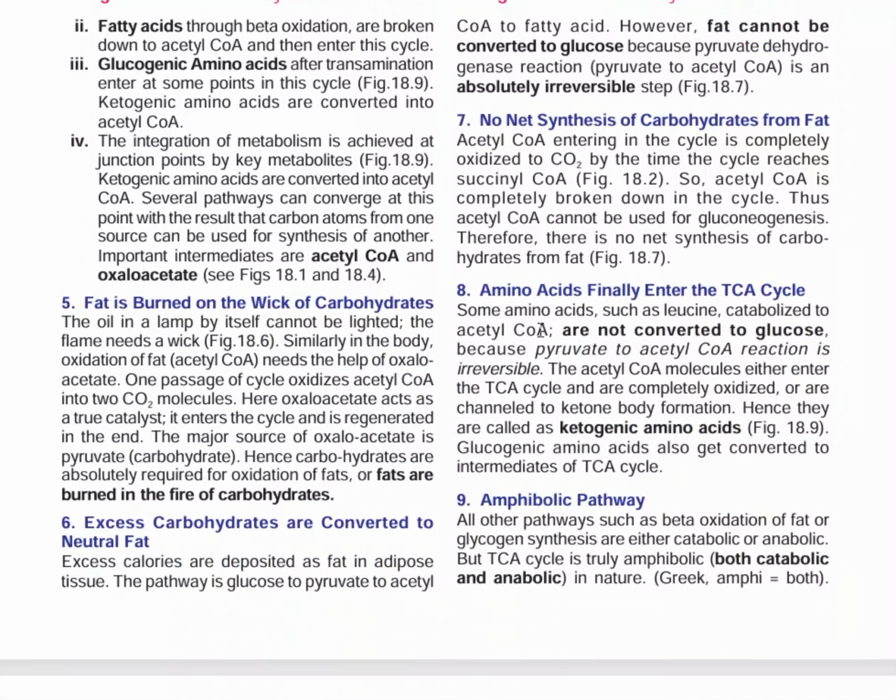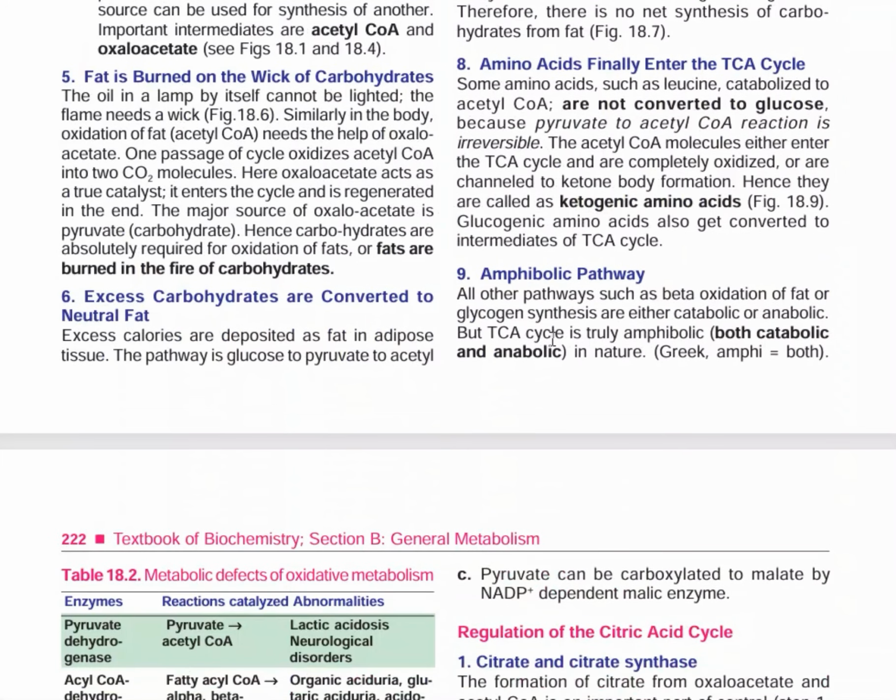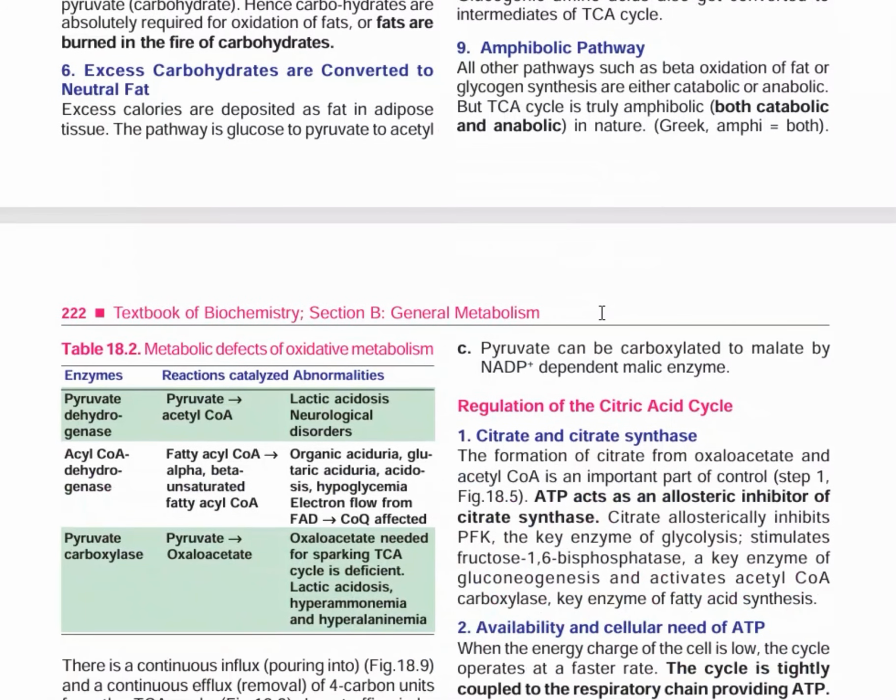And a very important terminology we use here is amphibolic pathway. What is the meaning of amphibolic pathway? Amphibolic pathway means both catabolic and anabolic natures of the TCA cycle. So it is truly called amphibolic, because it has some role of catabolism and some role of anabolism in these regions.